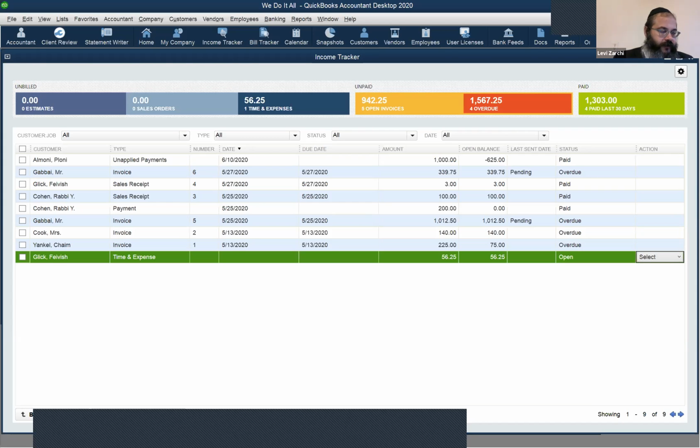Okay, the next thing on today's menu, which I'm going to give an introduction to, is the adjusted trial balance. So first of all, before we know the adjusted trial balance, we need to know what the trial balance is in itself.